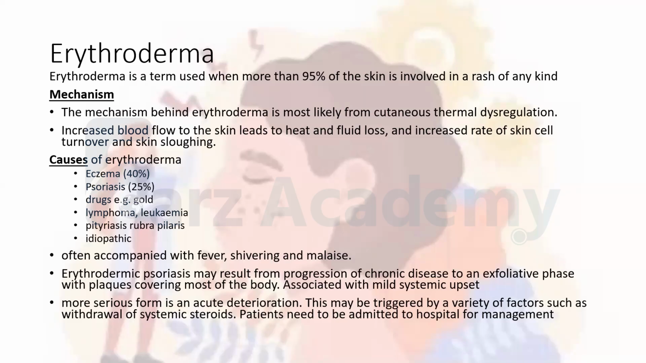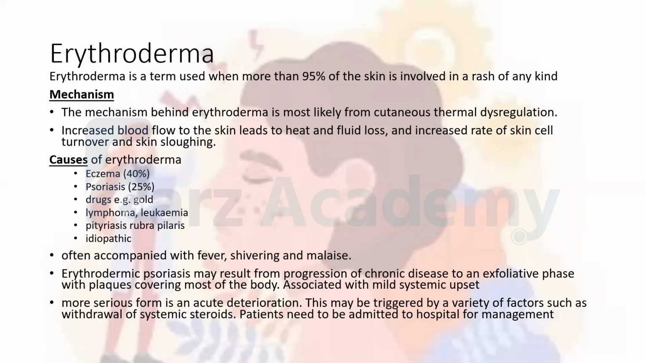A more serious form is an acute deterioration. This may be triggered by a variety of factors, like withdrawal of systemic steroids. So if the patient is on long-term steroids and you suddenly stop the steroid and the patient comes with a widespread rash, you will have to think that this might be erythroderma because of sudden withdrawal of steroids.